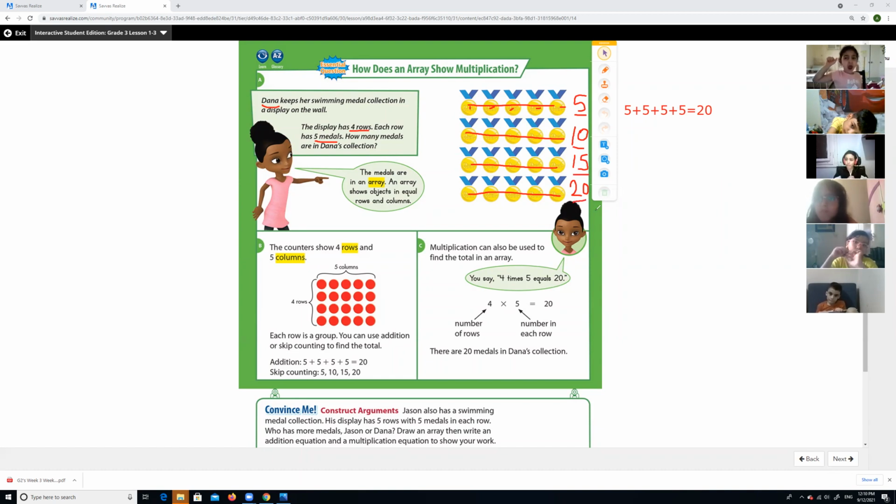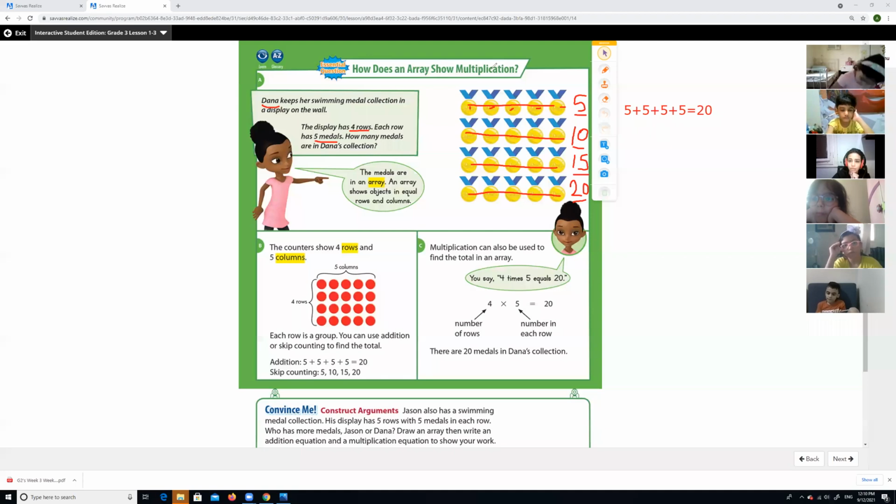You understand how to skip count? I will start with the number in this row. Here I have 5, so I will write 5. Now I will skip count. I will add 5 each time. 5 plus 5, 10. 10 plus 5, 15. 15 plus 5, 20. So I skip count by 5, 4 times, because I have 4 rows.